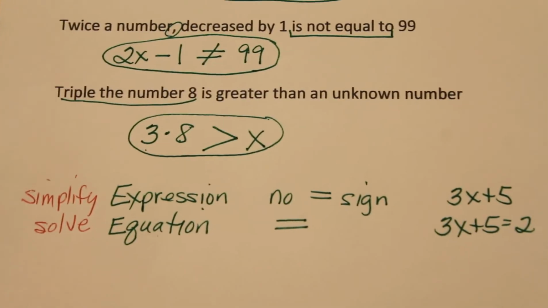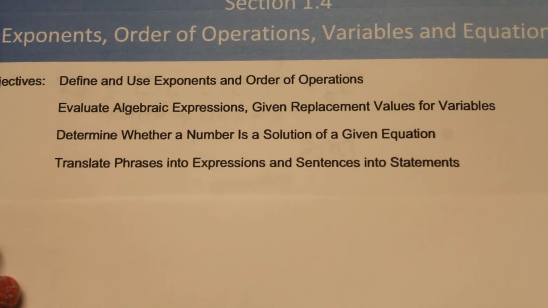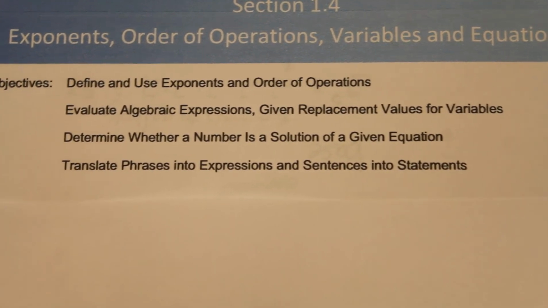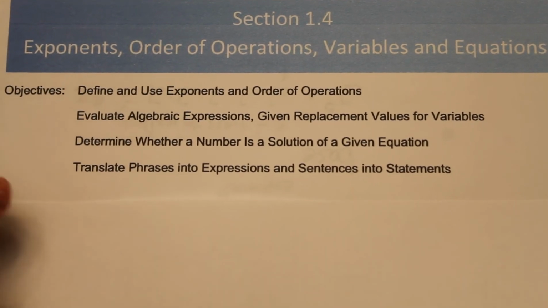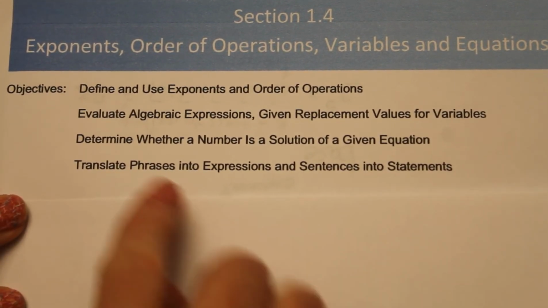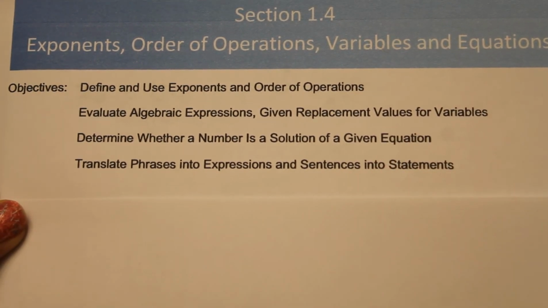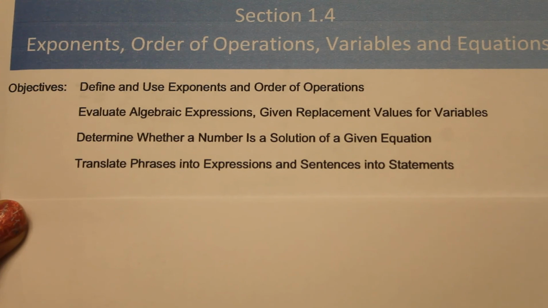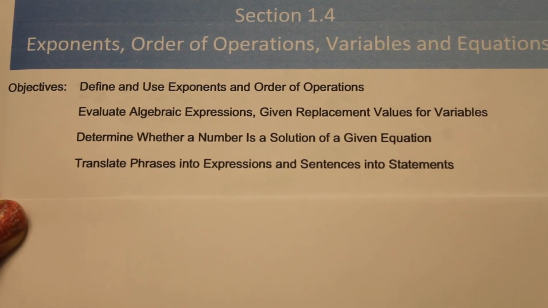So we're finished with section 1-4. And these were our learning objectives. So what have we gone through? We've defined and used exponents and order of operations. We've evaluated expressions given a replacement value for a variable. We have determined whether a number is a solution to an equation. And finally, we've translated phrases into expressions, and sentences into statements, or actually equations.